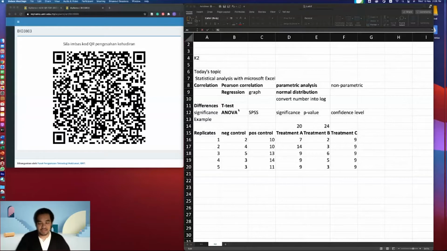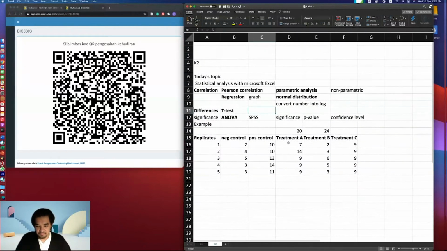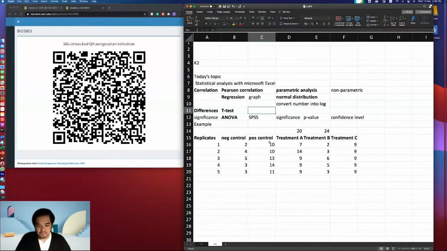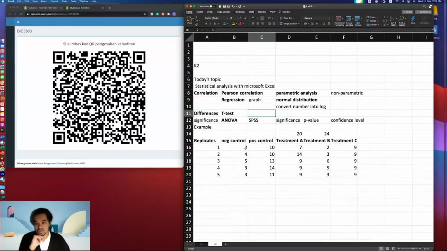The T-test is only for when you want to compare between two samples. Treatment, for example, treatment A and treatment B only. Or you want to test between negative control and treatment A. That's it. Or the positive control and treatment A, there are only two comparisons. Hanya dua sahaja you want to compare. Okay, dua condition ataupun dua treatment sahaja yang kamu boleh observe. Tapi bilangan replicate tak apa banyak.